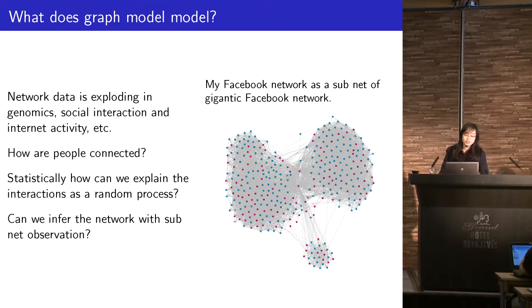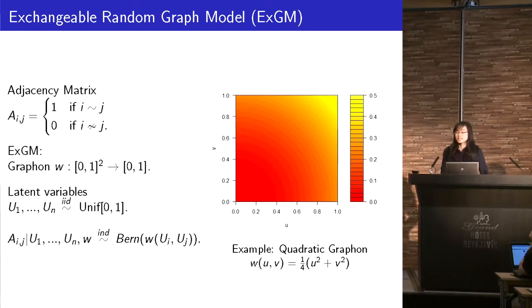Interesting statistical questions involve how people are connected, or how the edges are generated. Basically, we want to explain the interactions as a probability process, and an exchangeable graph model is one of the models that explains such interactions. Here is the exchangeable graph model.